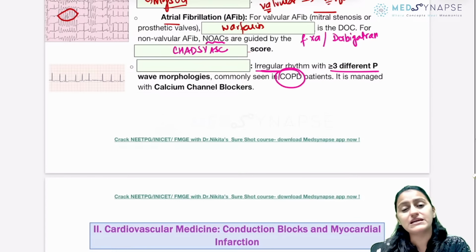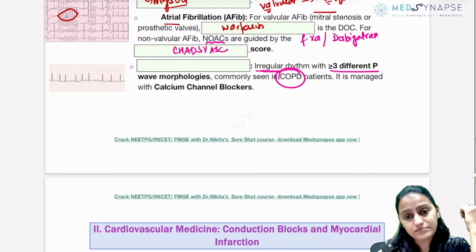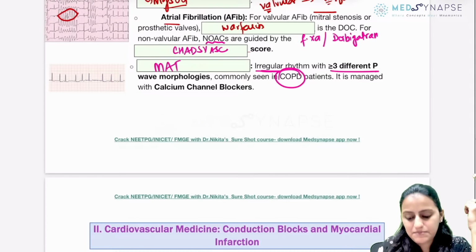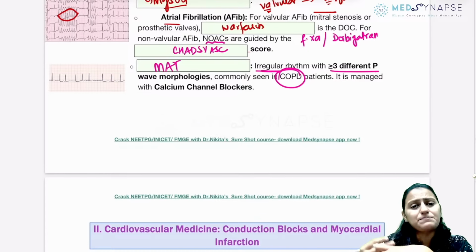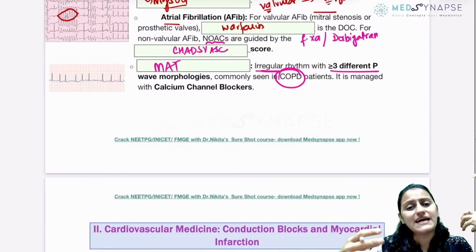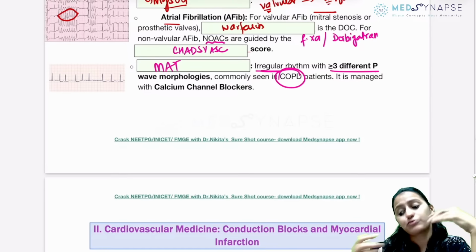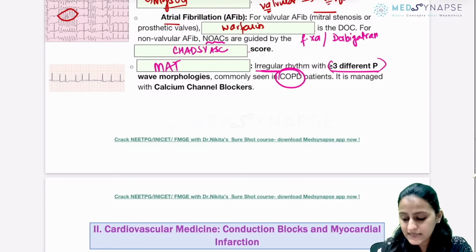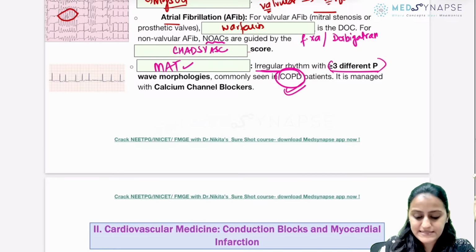Next one, if it is irregular rhythm with more than 3 different P wave morphologies in patient of COPD, what is that arrhythmia that we are talking about? It is MAT, multifocal atrial tachycardia. From multiple foci in the atria, you are getting this tachycardia, and that is why every P wave coming from different focus is going to have different morphology. Classically, a history of COPD is there. So remember, it is MAT.